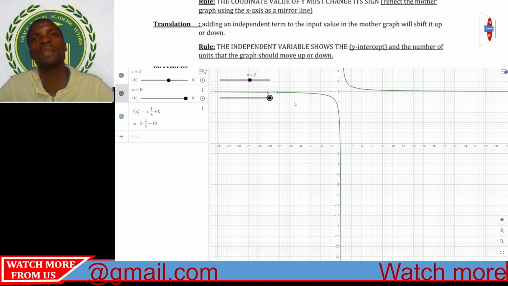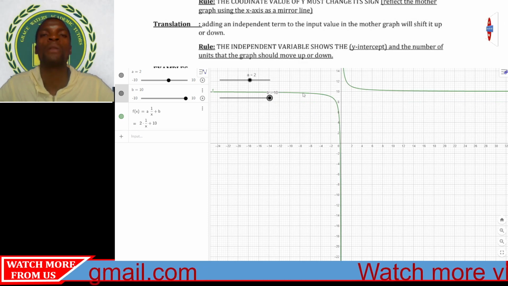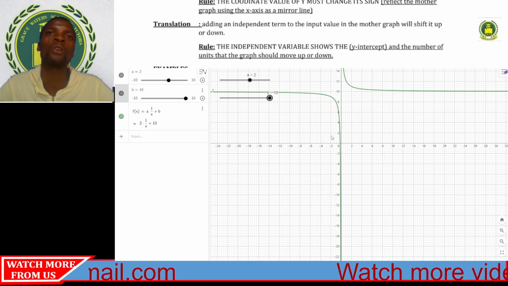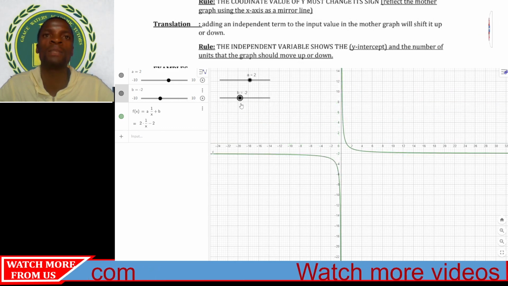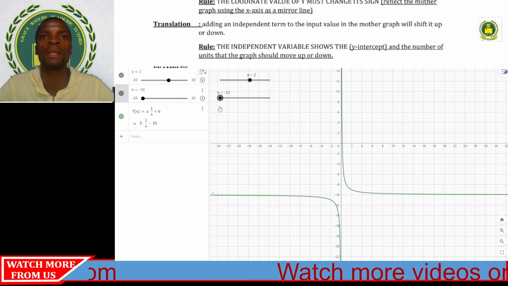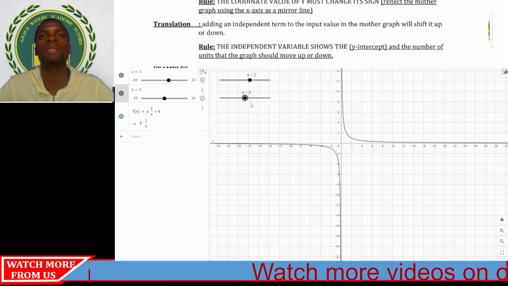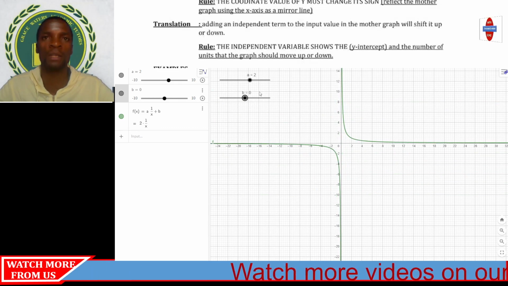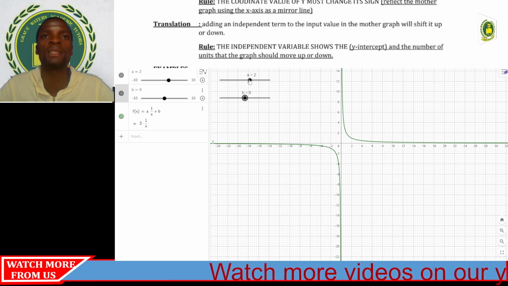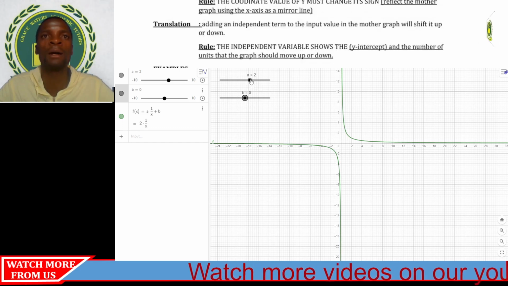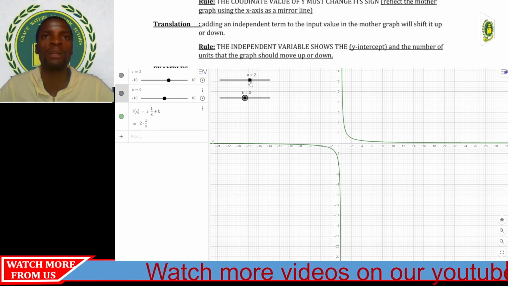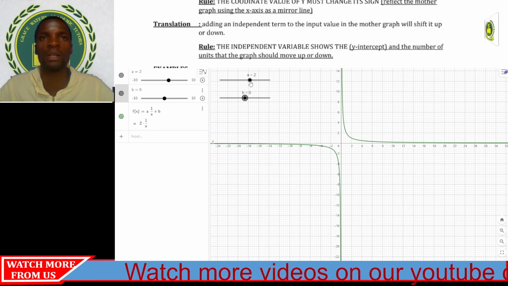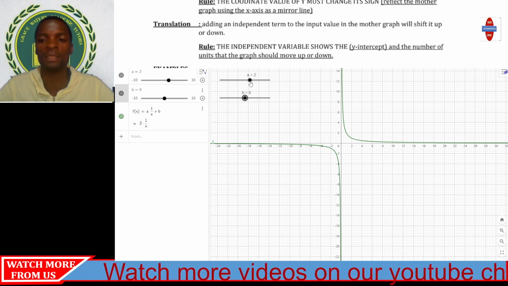Meaning to say, as the graph is moving up, the asymptote also moves up. When the graph moves down, the asymptote also moves down. That's the rule. All right. Now, let's consider the issue of reflecting by changing the sign of the coefficient. Automatically changing the sign of the coefficient will reflect your graph about the x-axis. That's what we agreed on.